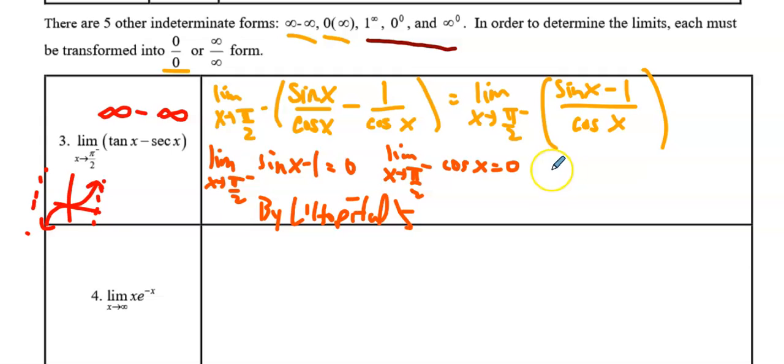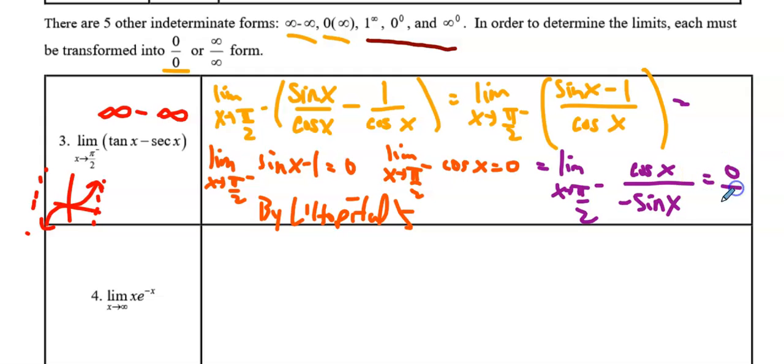So let's go ahead and do that. This here is equal to the limit as x approaches pi over 2 from the left, where the derivative of sine is going to be cosine of x, and the derivative of cosine is going to be negative sine of x. We plug in pi over 2 to cosine, we get 0. We plug in sine of pi over 2, we get 1. So it's going to be 0 over negative 1, which gives us an answer of 0. So this limit right here is going to be equal to 0.